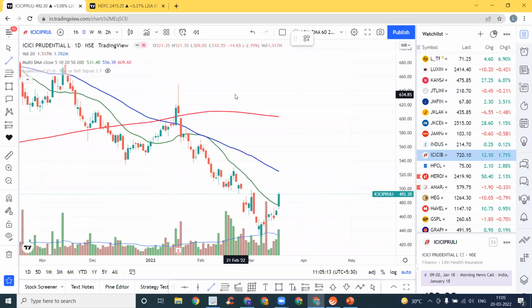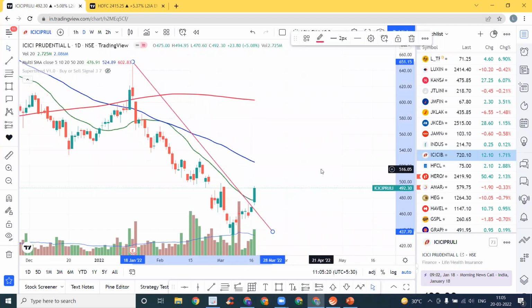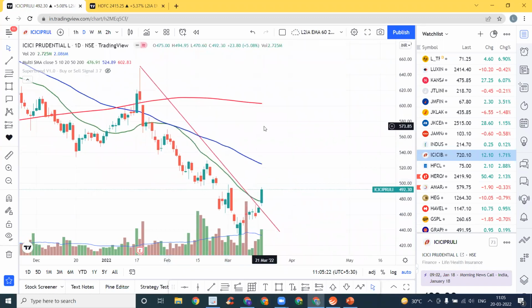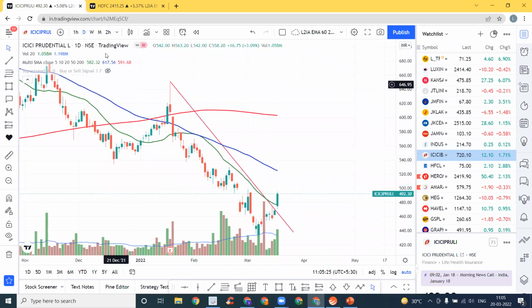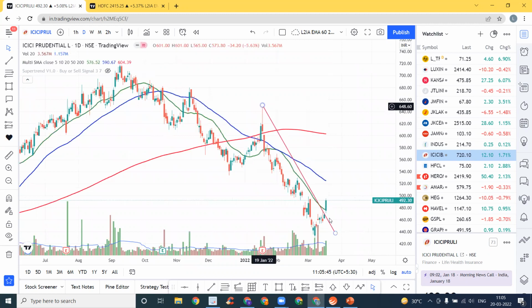See the movement, from here it is continuously falling down. You can see the stock continuously falling. This is ICICI Prudential Life. It has just about broken this and come to the 200 DMA zone. It is touching at the base. Sorry, this is the 50 DMA. Blue is the 20 DMA, and the 200 DMA is way above. So the stock is in a very bad shape.